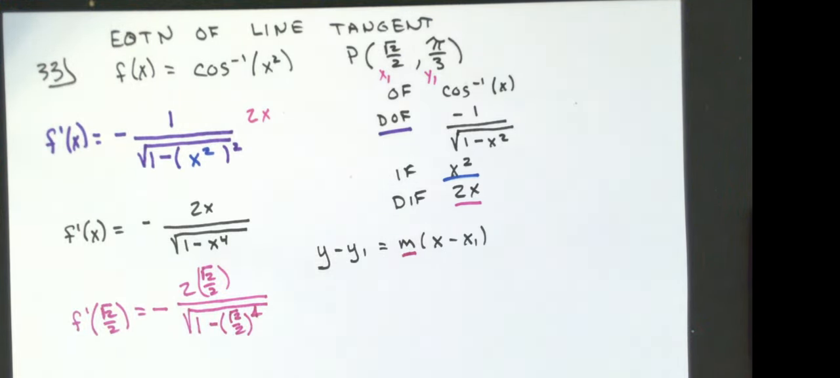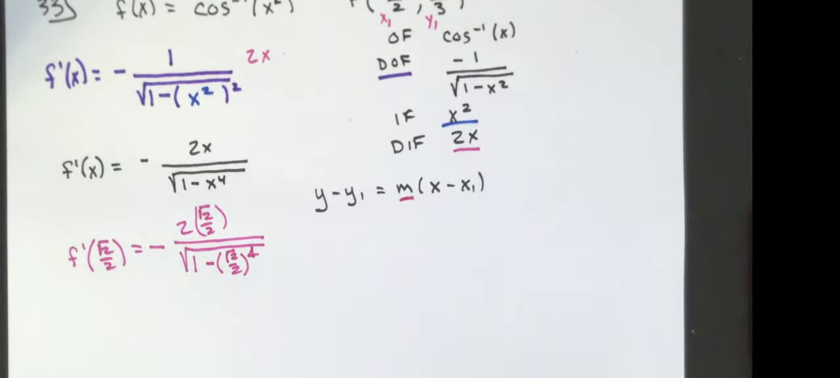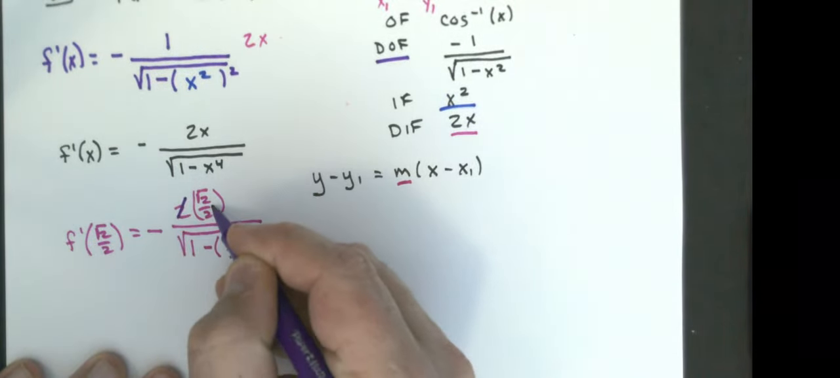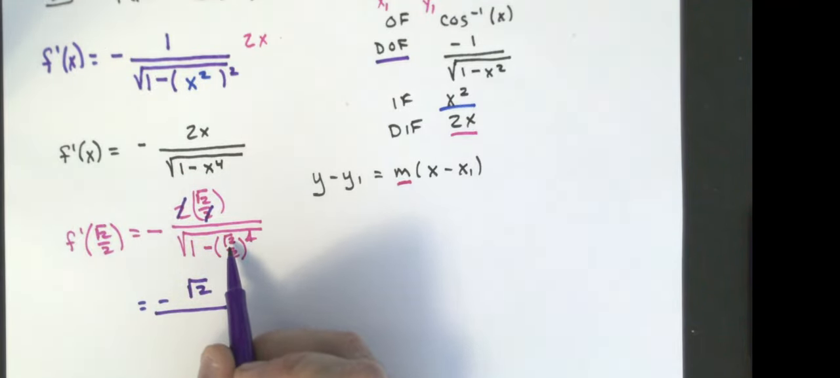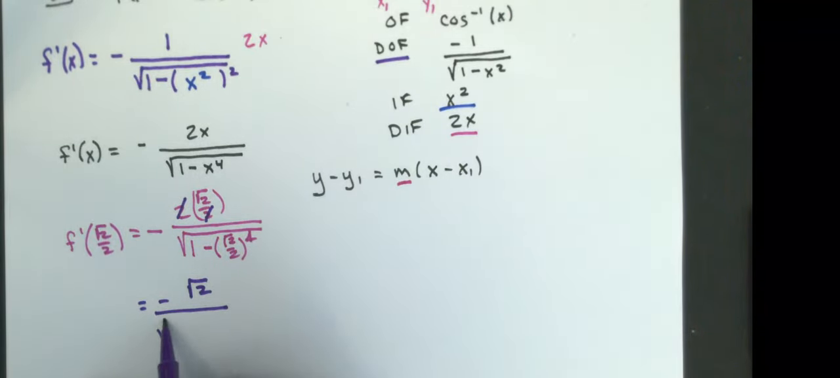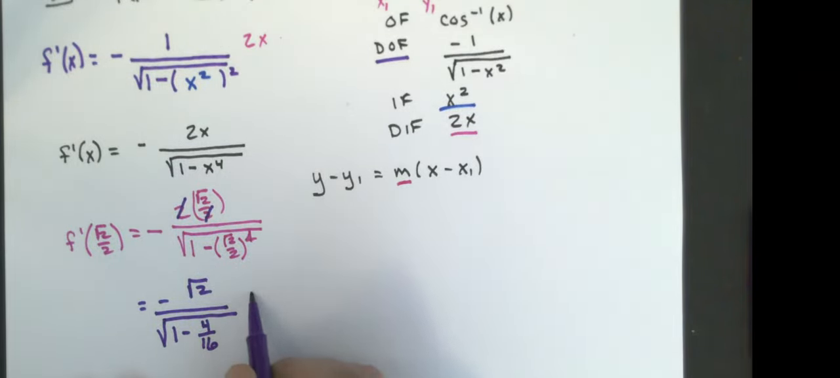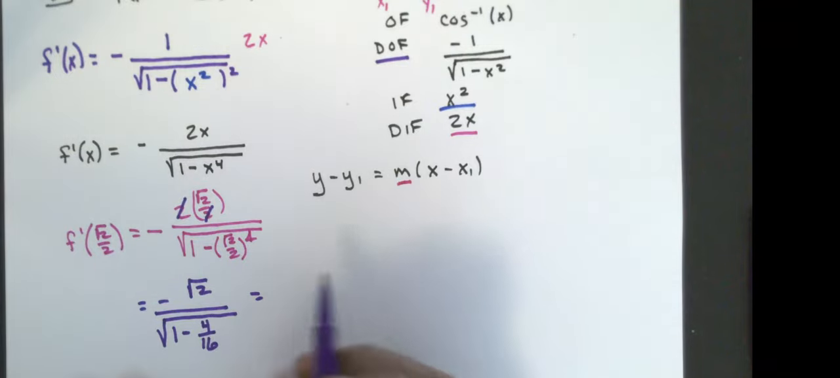Let's just do some cleanup on here. These 2s cancel, and I'm left with negative square root of 2. On the bottom, this is 2 to the 1 half. 1 half to the 4th would be 1 over 2 to the 4th, which is 1 over 16. Four sixteenths is one quarter. One minus a quarter is three quarters.